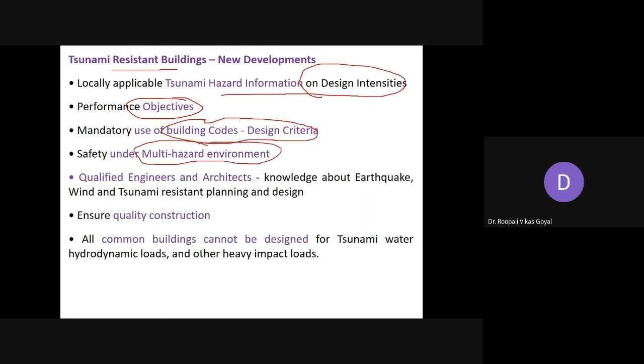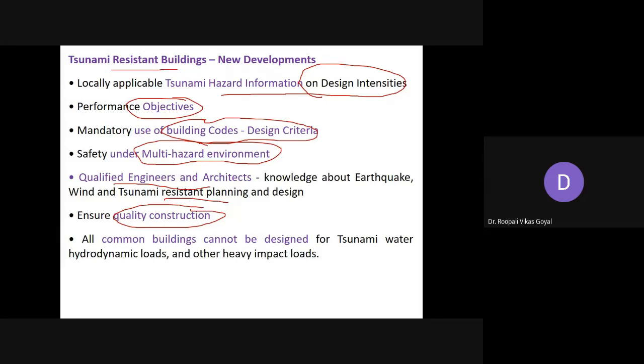So if a certain area is such that multiple hazards exist, then all the hazards that are to be taken into account should be integrated in the design. So to make your particular construction multiple hazard proof, all the construction should be done by qualified engineers and architects. They should have knowledge of earthquake, wind, and tsunami resistant planning and design. Then only they can design a proper construction. And also you have to ensure quality construction; all the materials and all the methods that you are choosing should be of good quality.